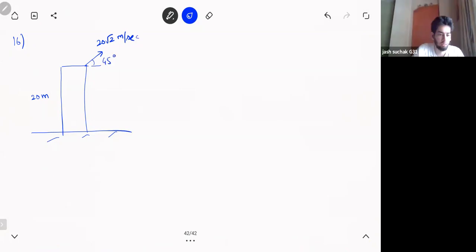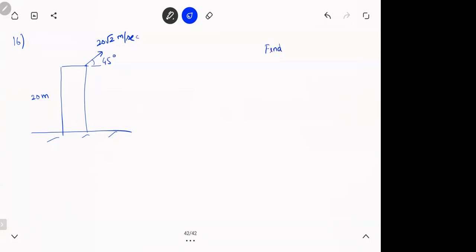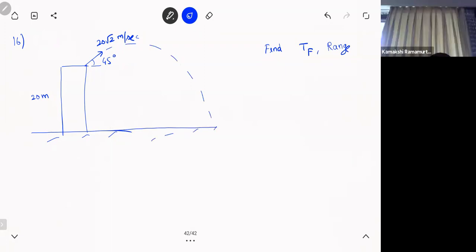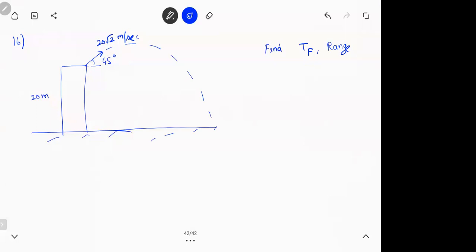You have a building, 20 meters. You're throwing with 20 root 2 meters per second. Now see, the method which you said, Kamakshi, it won't work here now. Because I don't know what is this point now. It's not Hmax. So find time of flight, range. Get it? You can't use your regular formulas because you're throwing from a building. Particle is projected with 20 root 2 meters per second, angle 45. Find range and Hmax.